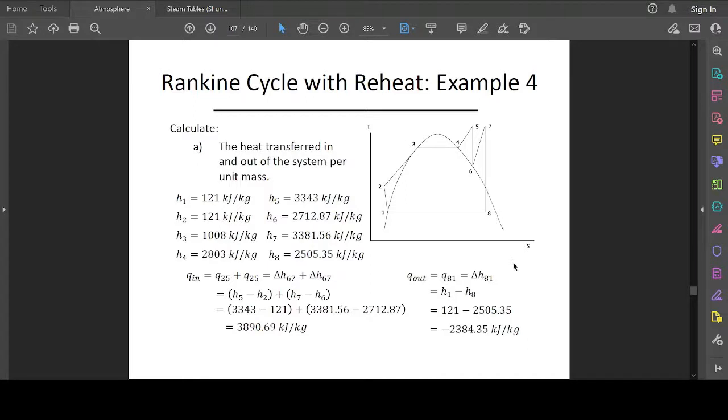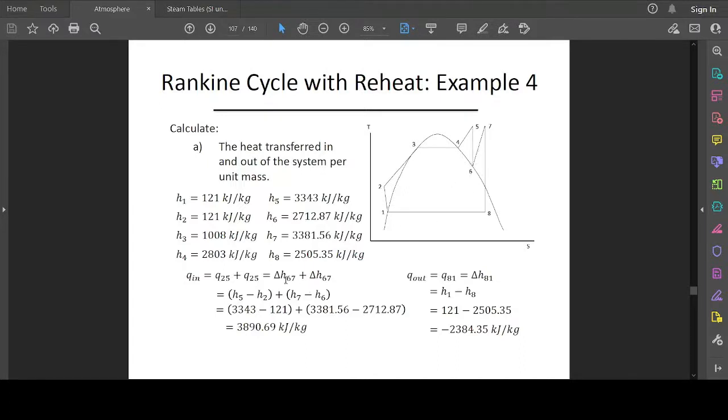So with all this information about the enthalpies processed, and we have all of them here, we can proceed to calculate question A, which is the total heat in and out of the system. So we know that there is heat added to the system between stages 2 to 5. We calculate that first, then we calculate the heat added at the reheater at stage 6 to 7.